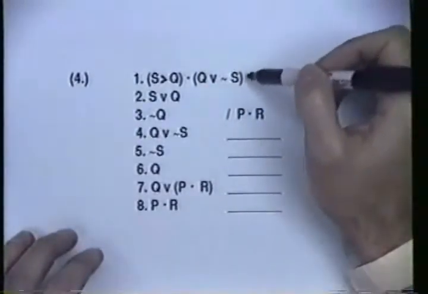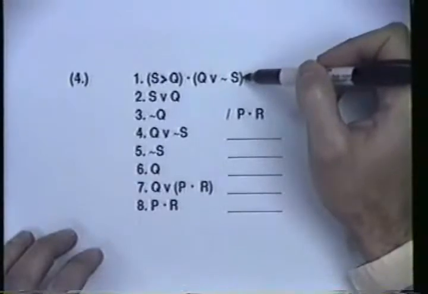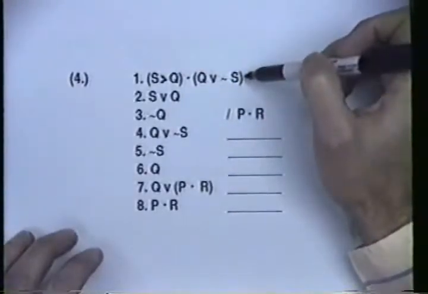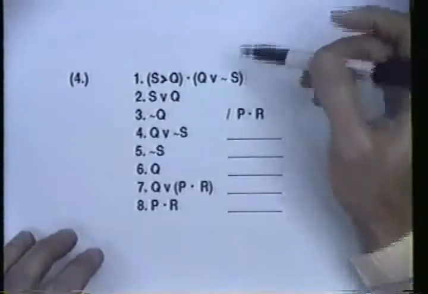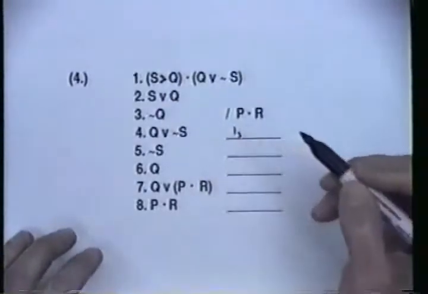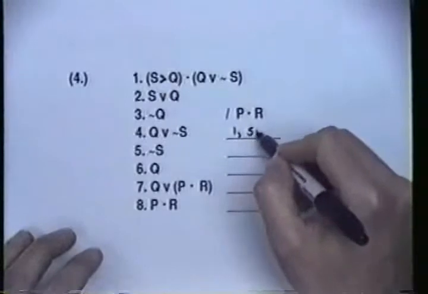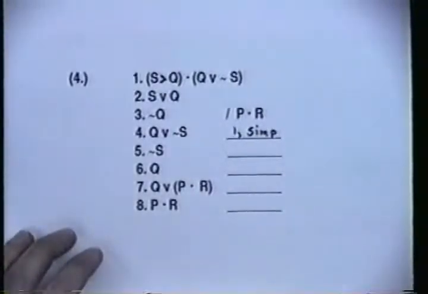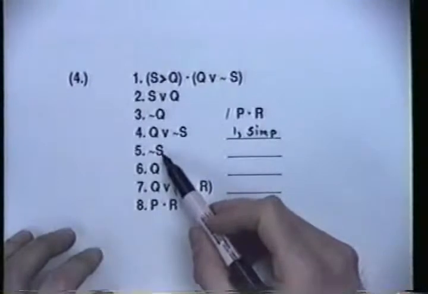And it occurs as one conjunct of a conjunction. So you can move directly from line 1 to line 4 with the rule simplification. That allows you to infer one conjunct when you have a conjunction. Now we need to get to not S.